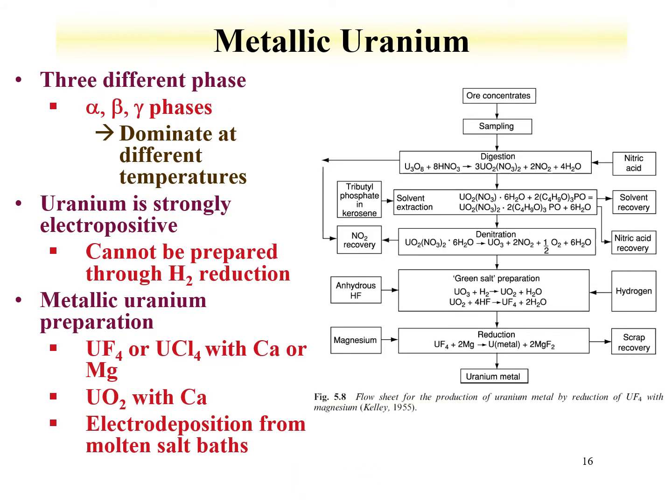Metallic uranium is also a potential nuclear fuel. And as we'll see with some of the other actinides, the metal phases of the actinides can be very complex. Uranium has three phases: alpha, beta, gamma. They dominate at different temperatures. Uranium metal itself is strongly electropositive. That means that we cannot prepare it through reduction by hydrogen.